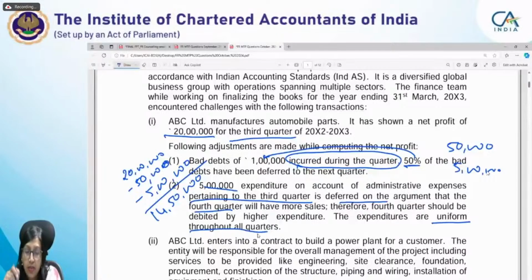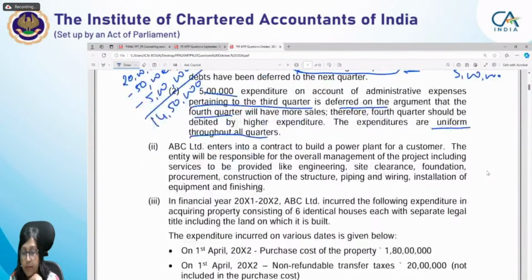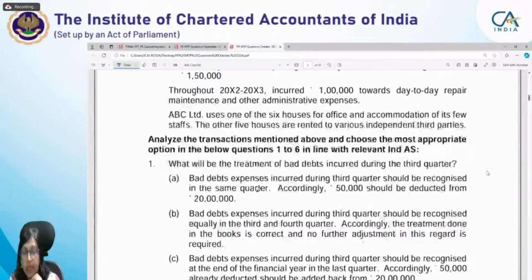Fine. So let's see MCQs related to this particular portion. What will be the treatment of bad debts incurred during the third quarter? Option A: Bad debt expenses incurred during the third quarter should be recognized in the same quarter. Accordingly, 50,000 should be deducted from 20 lakh. Yes. Now let me see what the other options are stating.